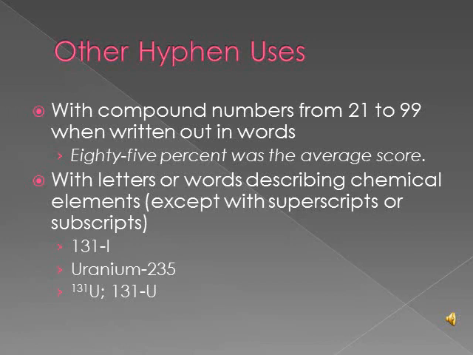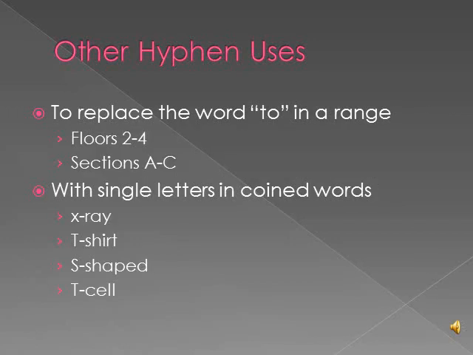We use hyphens with letters or words describing chemical elements, with the exception of when we might have superscripts or subscripts, such as 131I, I-131, uranium-235, and so on. We should use a hyphen to replace the word to when we're talking about a range, such as floors 2 to 4 or sections A to C. Note, though, that we should never use a hyphen to represent the word through. There's a little bit of a difference there.